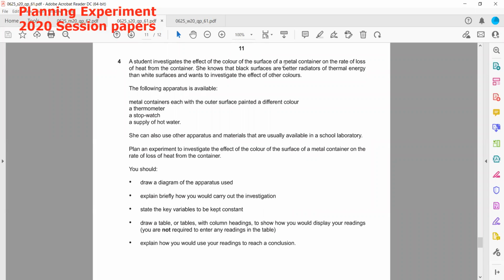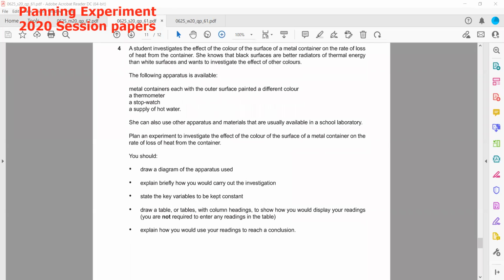She knows that black surfaces are better radiators of thermal energy than white surfaces, but she wants to investigate the effect of other colors. The following apparatus is available to the student. She has a metal container with the outer surface polished with different colors, a thermometer, a stopwatch and a supply of hot water. So simply what she will do, she will take containers which have different colors.